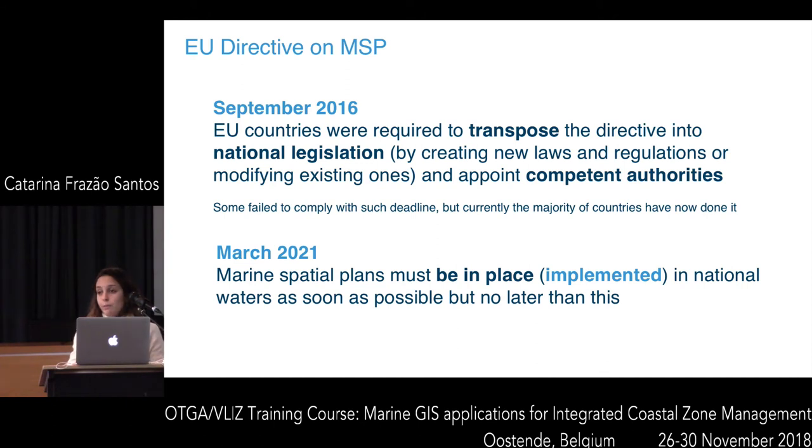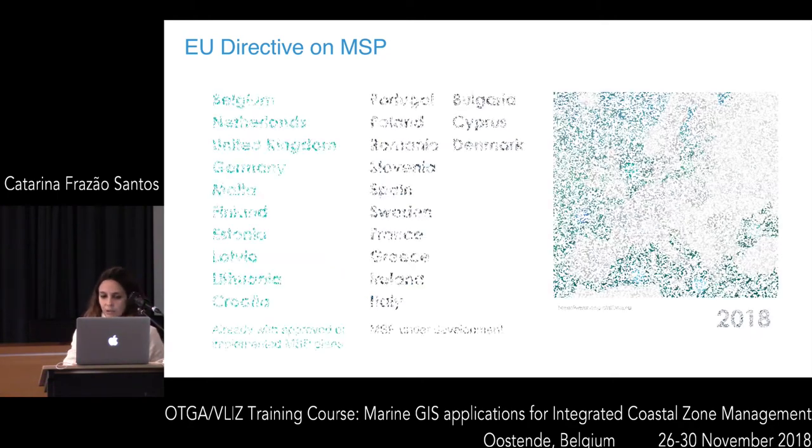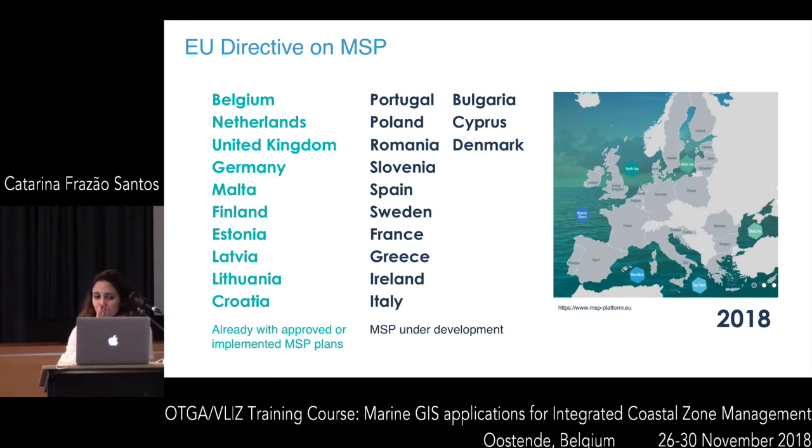And now marine spatial plans need to be in place, implemented in national waters of these member states until the end of March 2021. So these are the countries that are obliged to comply with the directive. The ones on the left are the ones that already have approved or implemented marine spatial plans for their national space. And the ones on the right are the ones that have marine spatial planning under development. And this includes very different stages in development, but all of them are doing it. And this was at the beginning of the year.